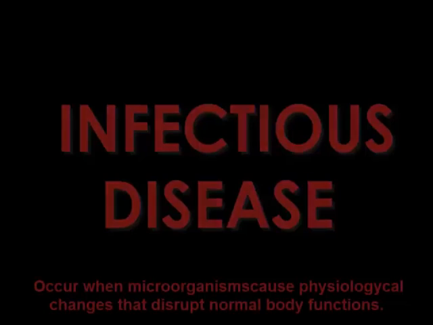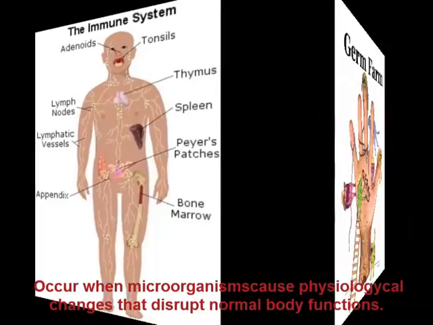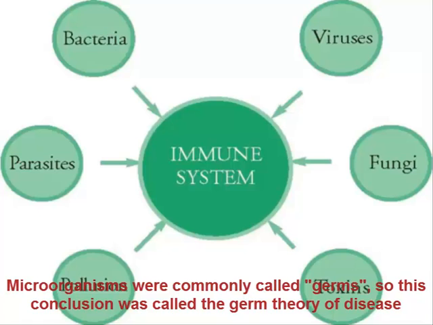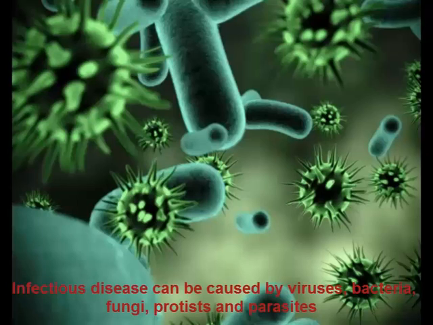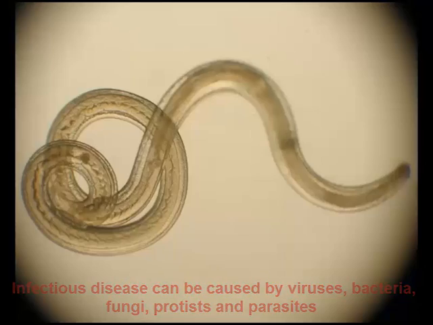Infectious disease occurs when microorganisms cause physiological changes that disturb normal body function. Microorganisms were commonly called germs, so this conclusion was called the germ theory of disease. Infectious disease can be caused by viruses, bacteria, fungi, and parasites.